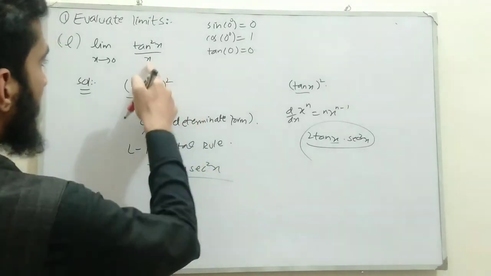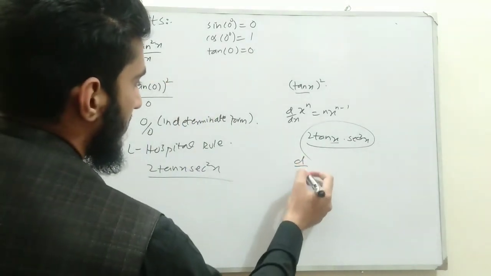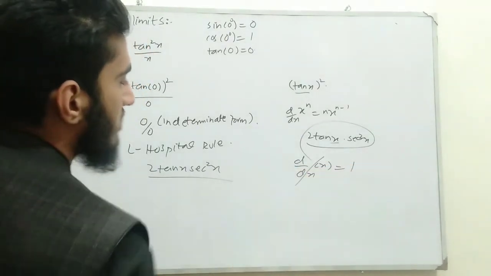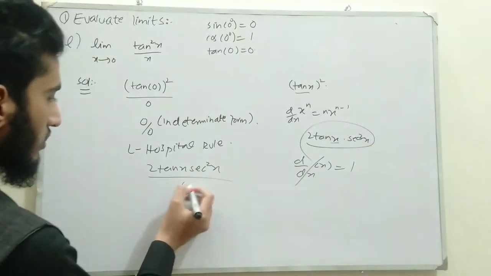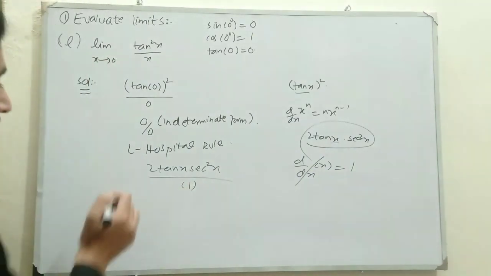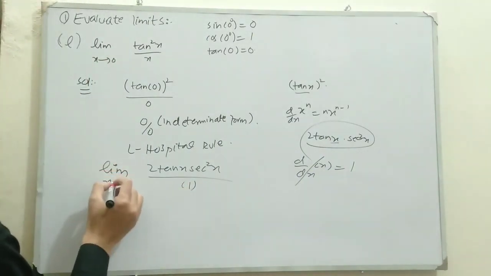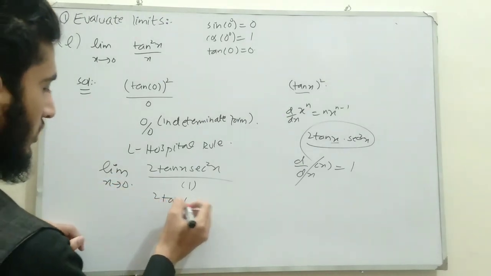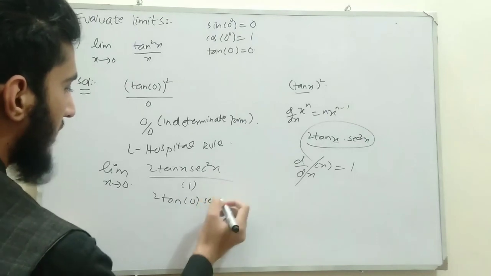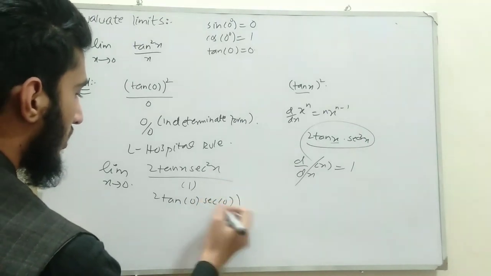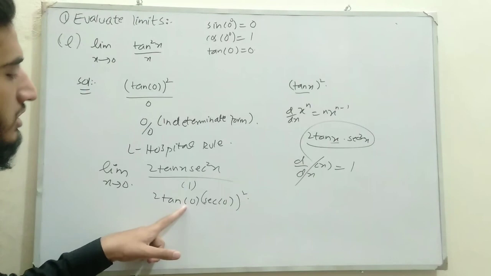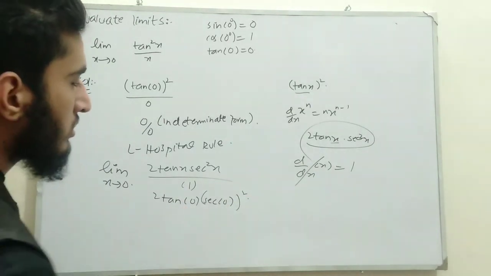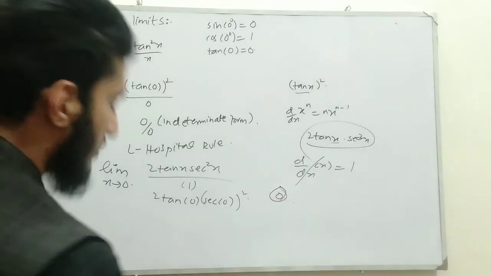Now taking the derivative of the function x, the derivative of x is 1, because dx by dx will cancel out with each other, we are left with 1. So in the denominator we are left with 1. Now here the limit is x approaches 0. So put the value of 0, it becomes 2 times tangent 0 multiply secant square of 0. Tangent 0 is equal to 0. So 0 multiply 2 gives us 0 and 0 multiply something will give us 0. So the whole result will be 0.